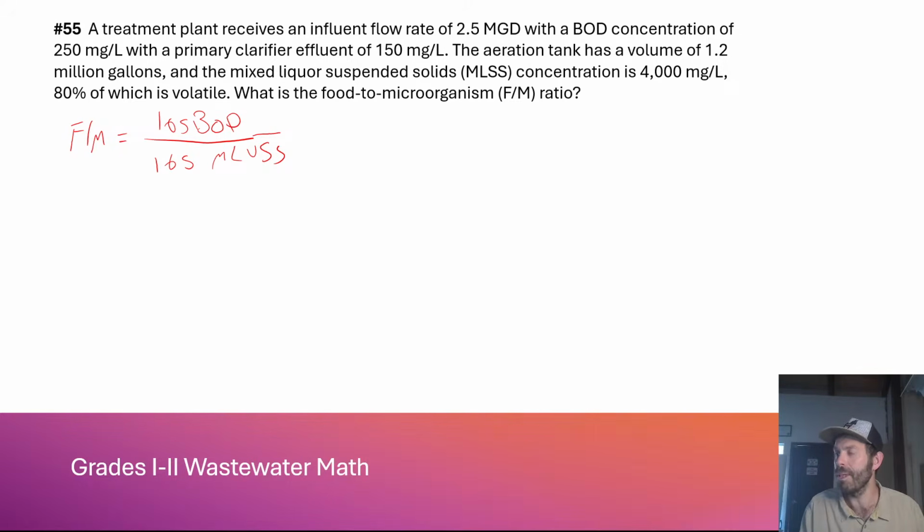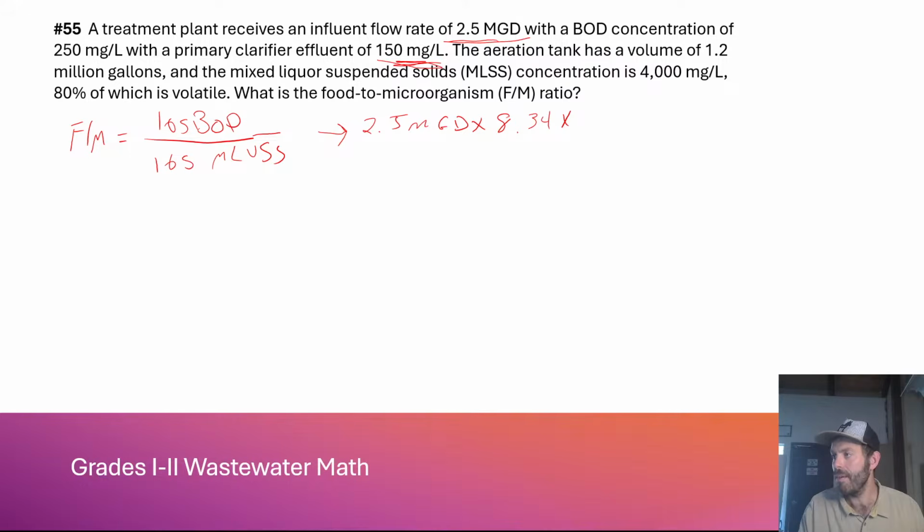I'm going to do a pounds formula for BOD on the first. What that looks like is 2.5 mgd. I've got my plant flow, 2.5 mgd, times 8.34 pounds per gallon of water, times what? 250 or 150? I have 250 milligrams per liter BOD concentration, but a primary clarifier effluent of 150. It's that one. It's 150 because my primary clarifier took 100 milligrams per liter out. That food is gone. 150 milligrams per liter is the actual food that's entering aeration.